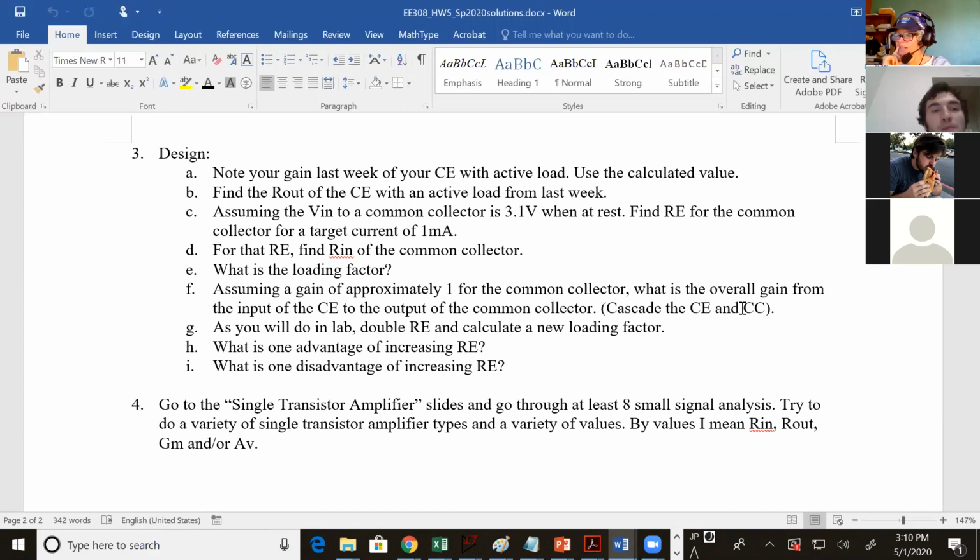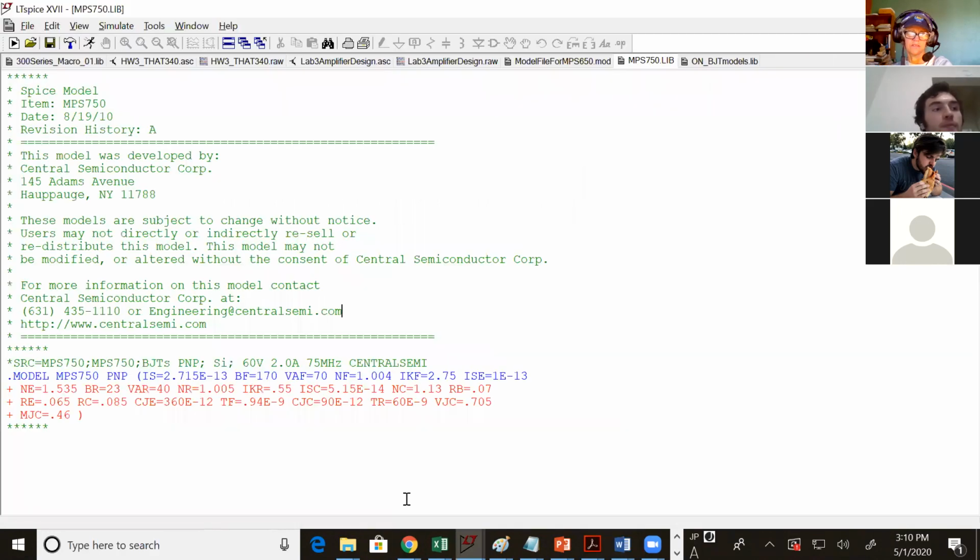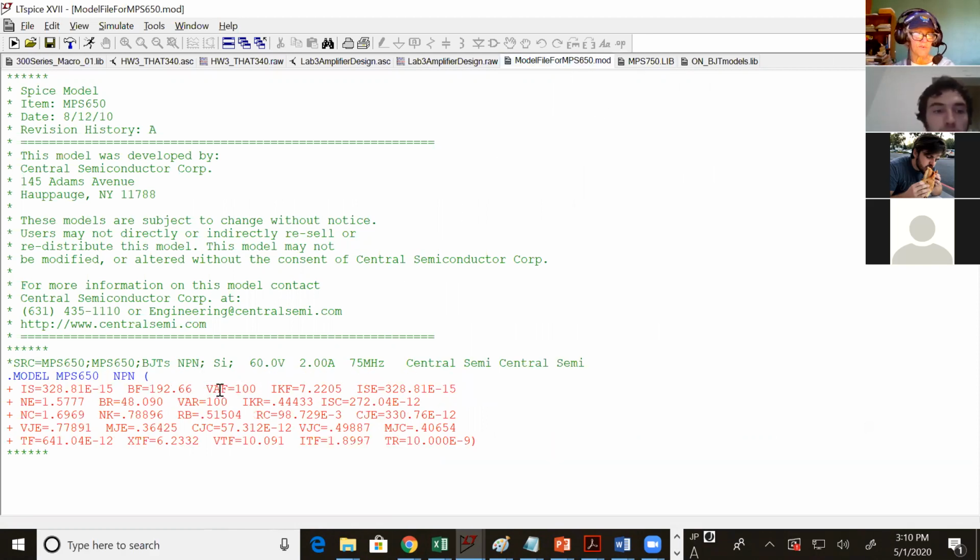Are the Early voltages the same for PNP and for NPN? You have to go to the model file. For the 750, the Early voltage is 70. But for this 650, the Early voltage is 100. Okay, got it. And is the current going to be 1 milliamp? Yes. Okay, awesome. Thank you.